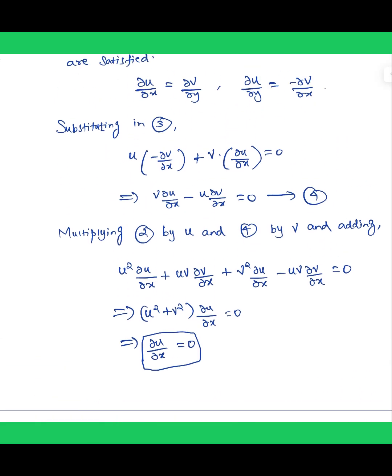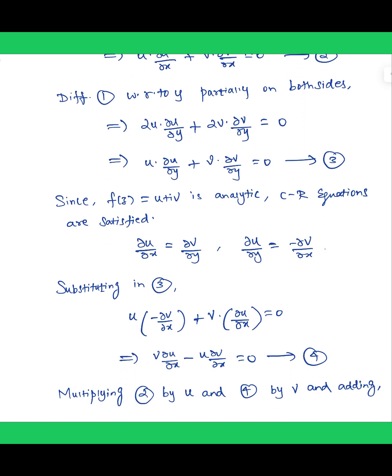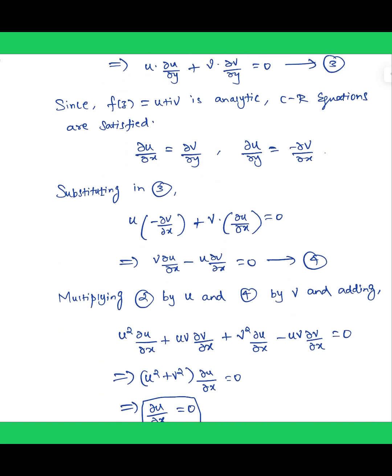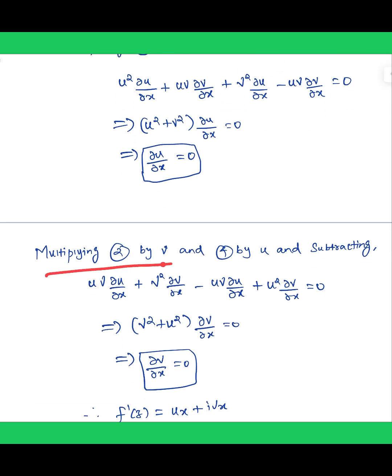Now go with equation number 2 again, and multiply this with v, so you get vu and v squared. And equation 4, previously we multiplied by v, you remember. Now we will multiply by u, so uv and u squared. So this is what I have done here.